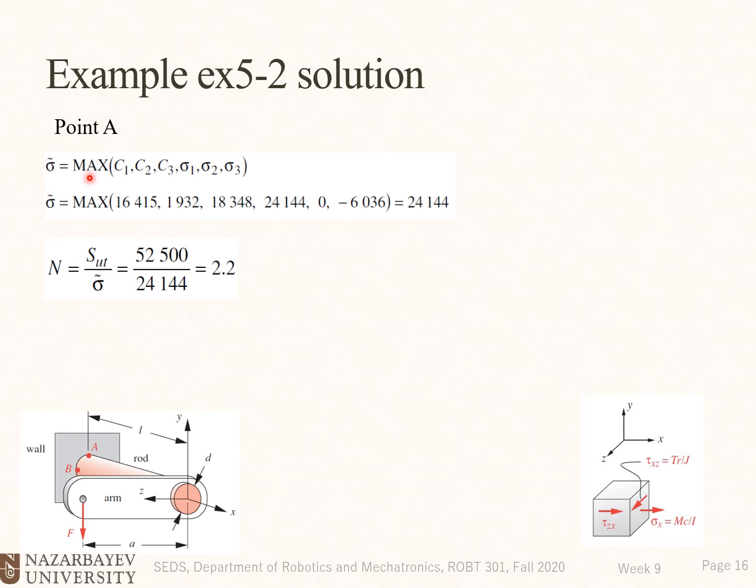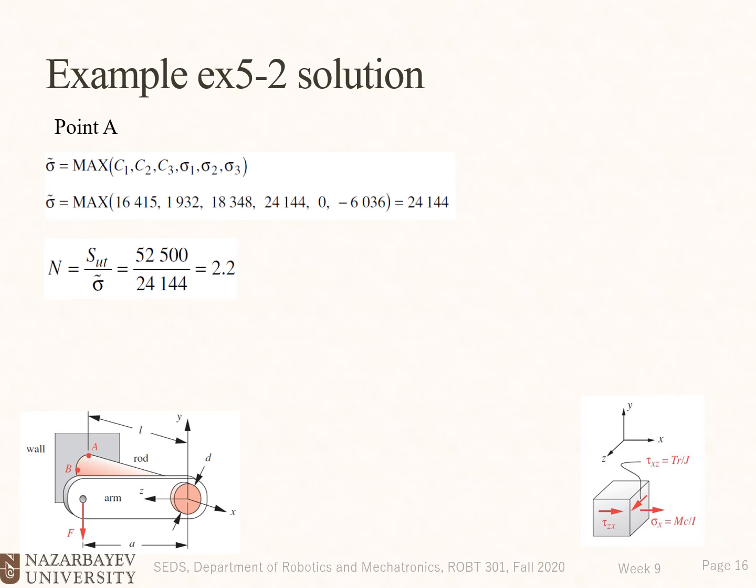Now you need to find a maximum of C1, C2, C3, sigma 1, sigma 2, and sigma 3. And you see that algebraically, this number is the maximum, 24,144. And now you could use this formula for the safety factor, which is SUT divided by effective stress. And you will end up with the same number, no surprise, yes? This is just one alternative method to do this.